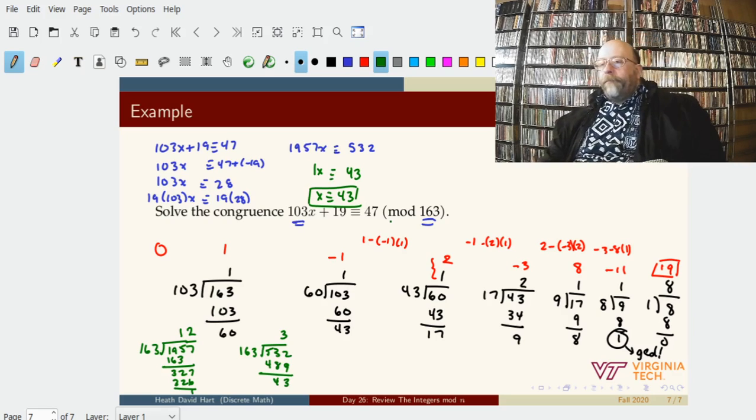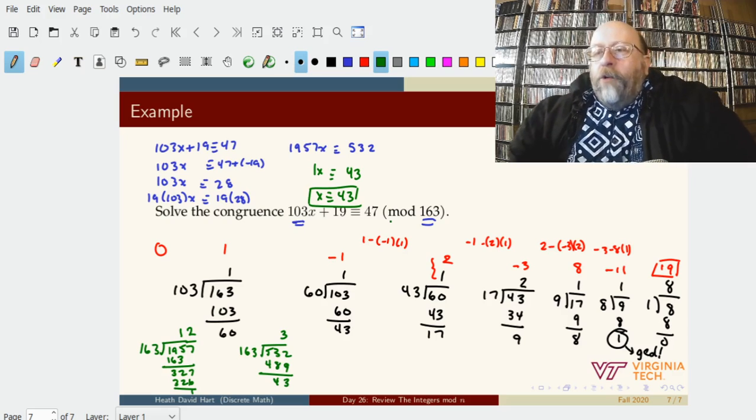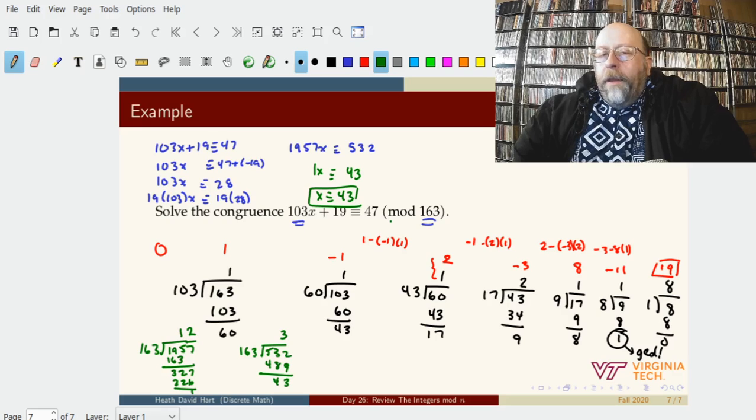What we will look at on Wednesday is the RSA algorithm, which is a technique for encrypting data using difficult to solve congruences, essentially. And we'll talk about how that works on Wednesday.